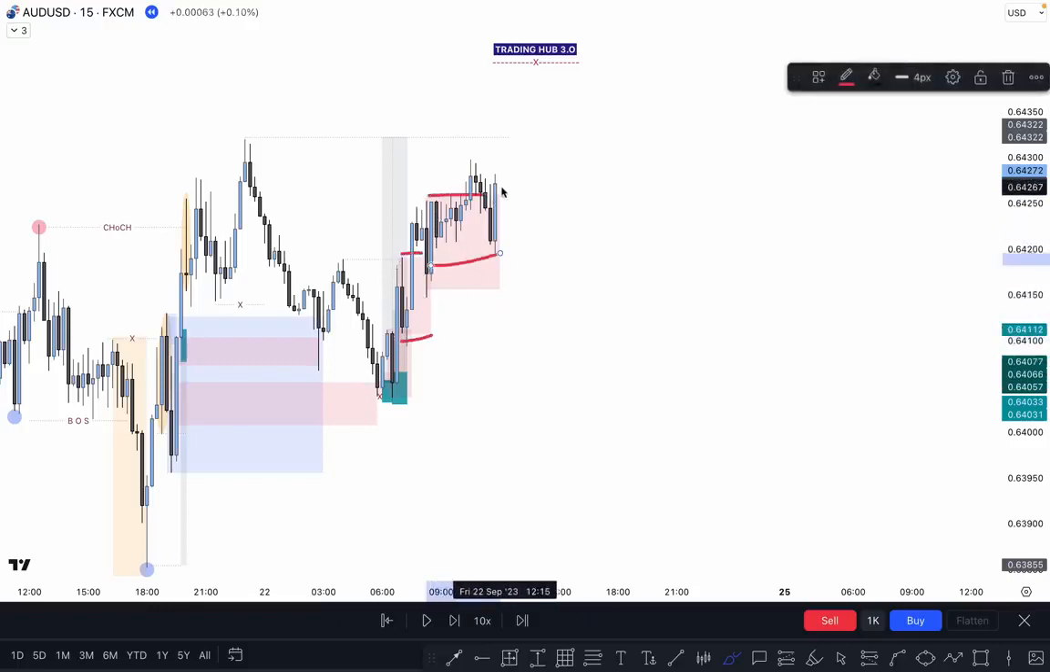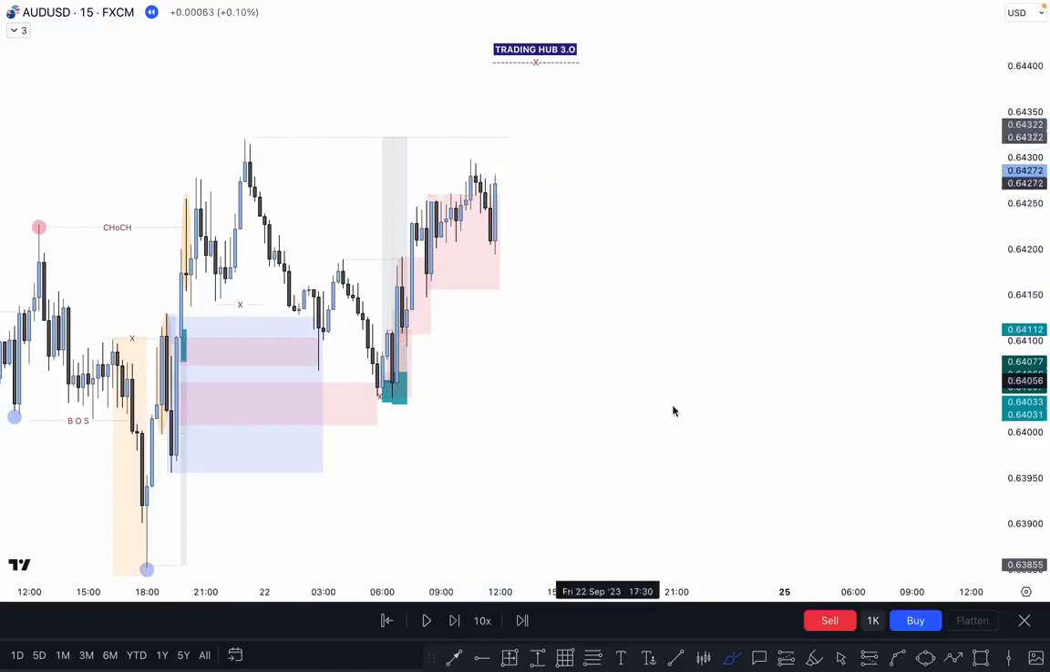Okay, we are buying here directly. If price came back here, buying directly. If it broke this high, then you need inducement. So let's see what happened next after this one.